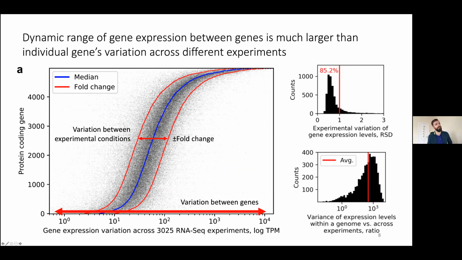Of course, some of them jump wildly between experimental conditions, but for the majority of proteins, gene expression is conserved within a certain range. You can see here the variance between the genes and across conditions for all the proteins. On average, the variance between the genes is 600 times higher than across the experimental conditions.